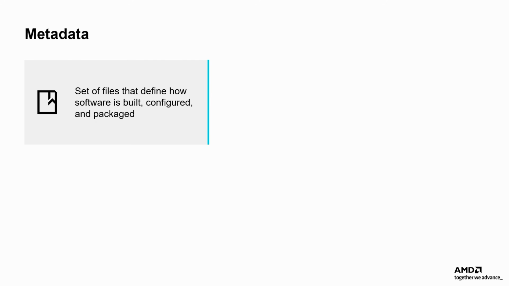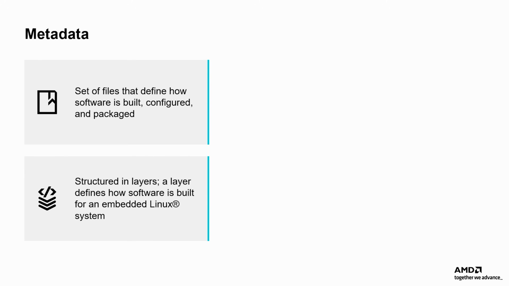Metadata in Yocto project refers to the set of input files that define how software is built, configured, and packaged. These metadata files are primarily written in Bitbake syntax and help Yocto project determine how to fetch, compile, and install software. Metadata is structured in layers, which can be combined to obtain various components. Layers are collections of configuration files, recipes, and classes designed for a specific purpose. For example, the Meta Xilinx BSP layer is used for AMD evaluation board support.